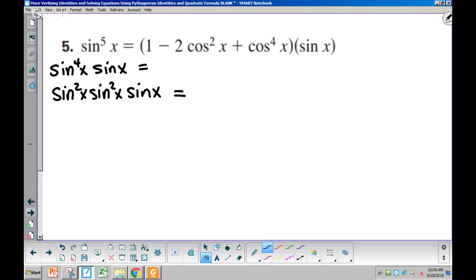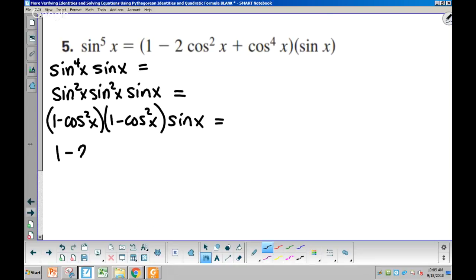Okay, so then you said, well, then I want to change sine squared x, using the Pythagorean identity, to 1 minus cosine squared x times 1 minus cosine squared x times sine x. And I'm getting even closer now to the right side. And the only thing I have to do now is distribute, don't I? And we're going to get the same thing as the right side. So this would be 1 minus 2 cosine squared x plus cosine to the 4th x, all times sine x. And that gives you the right side.